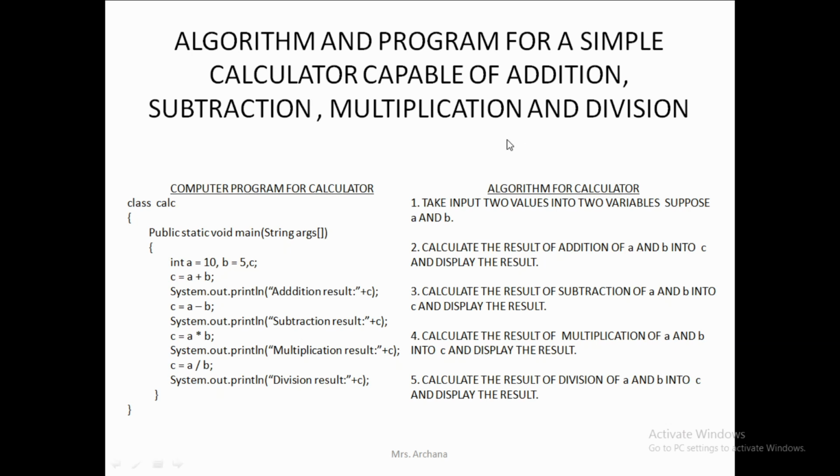See, step by step we will go here. First step is to take input of two values into two variables, suppose A and B. We have taken two values and stored them in A and B. Second, calculate the result of addition of A and B into C and display the result. Here we have calculated the addition of A and B, stored the result in C, and also displayed the result of addition.